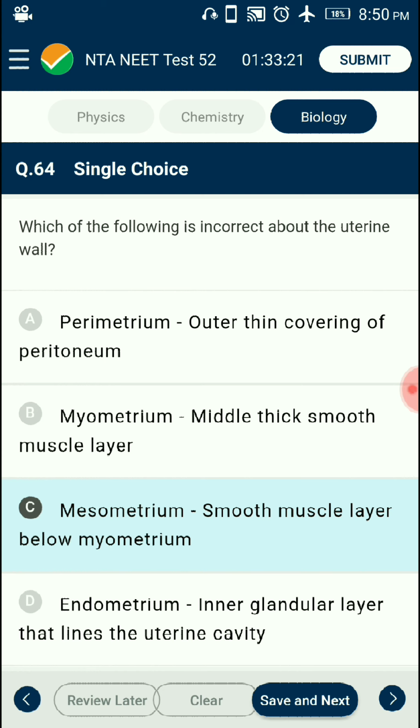Myometrium, the smooth muscle layer, is below the perimetrium. So that is the incorrect statement about the uterine wall.